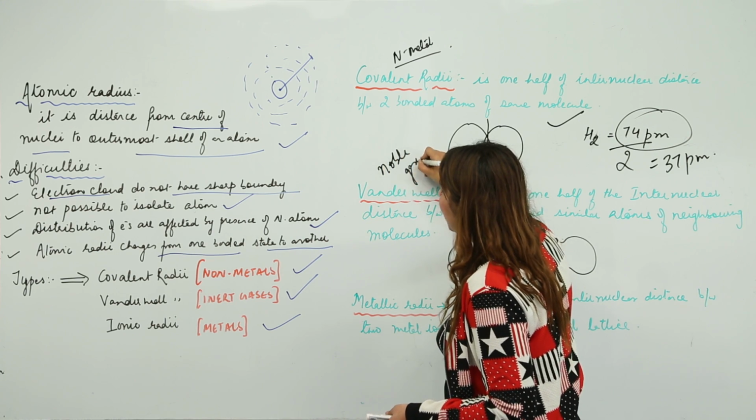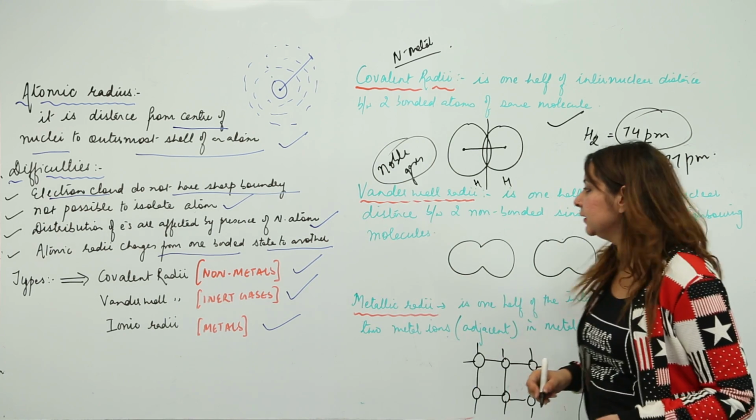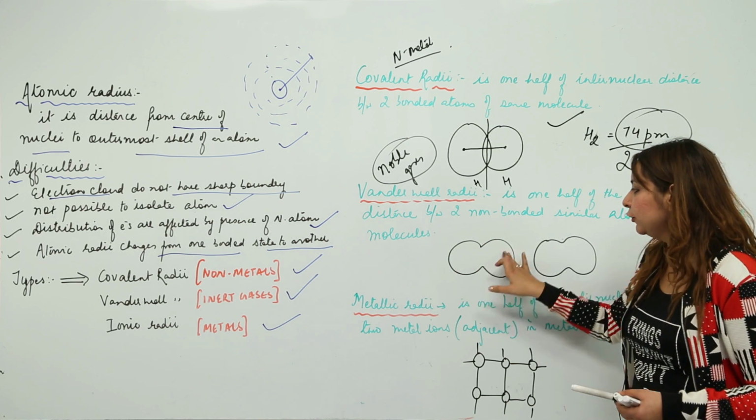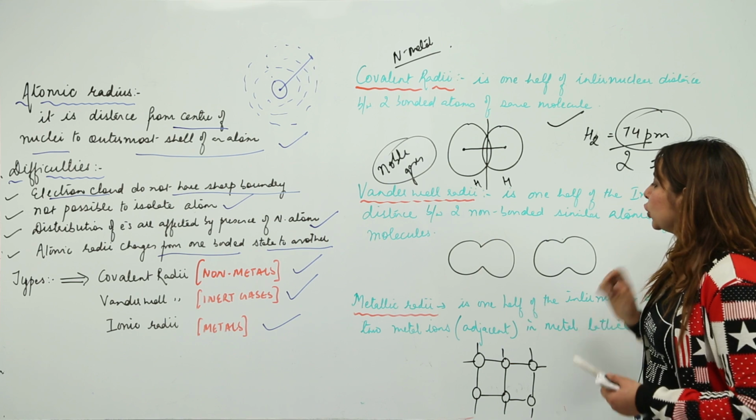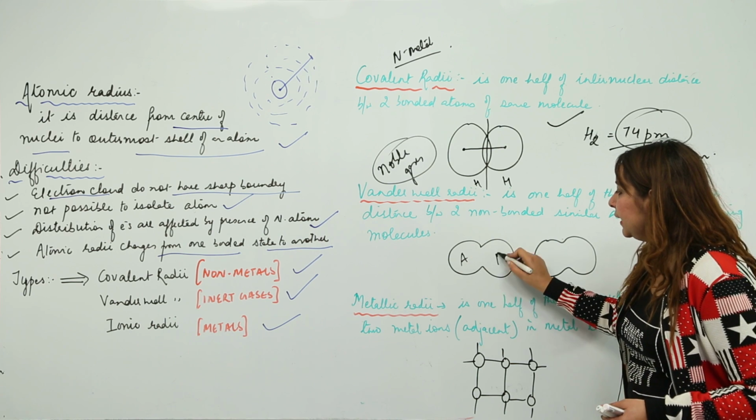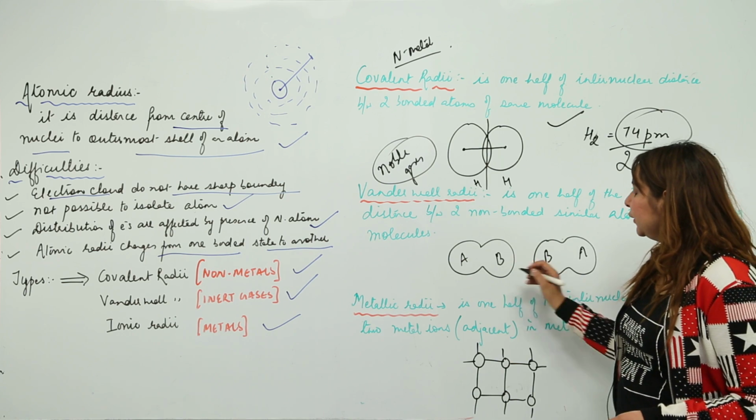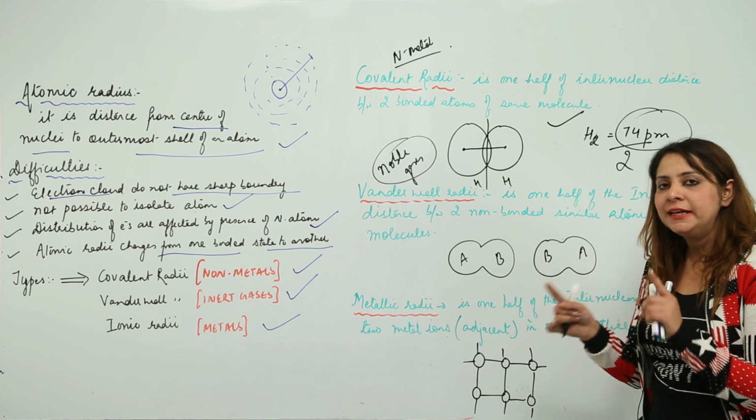It operates in the case of noble gases, that is, an inert gas. So what is this van der Waals radii? Suppose this is a molecule and this is a molecule, right? So let's say this is AB and this is also BA like this. So again we'll be comparing two adjacent neighboring atoms here.